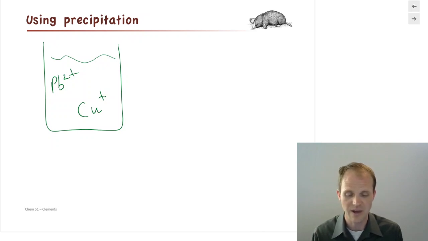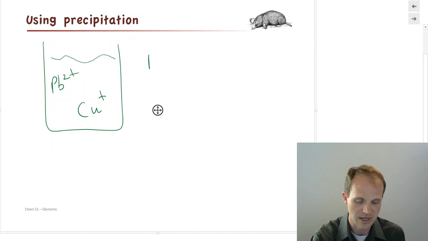So how could we separate these things, right? They're mixed. Is there a way that we could separate out the copper from the lead so that we don't have what's called mixed waste? Because mixed waste is even worse. How could we possibly do that? Well, it turns out you can use the relative solubilities of these things to figure out how to separate them.